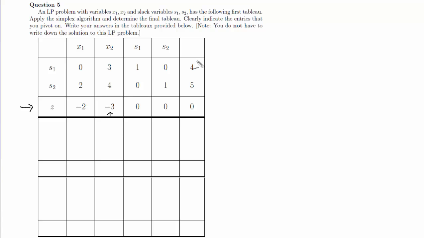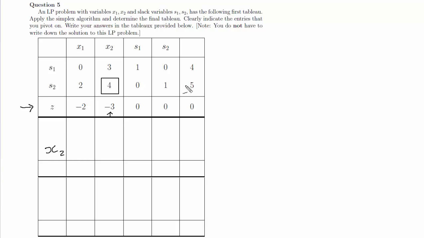So we're comparing 4 on 3 and 5 on 4. So 1 1/4 is clearly smaller than 1 1/3. So this is the entry that we'll pivot on. Now our new basic variable will be x2.